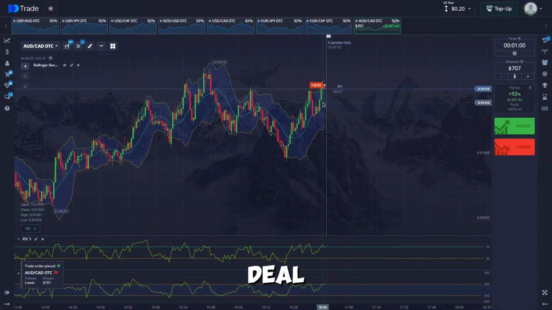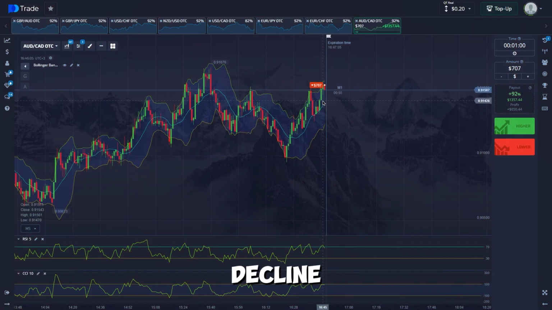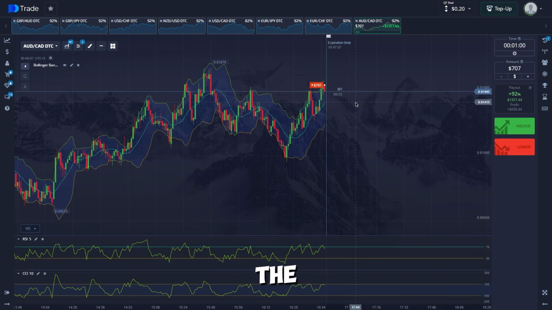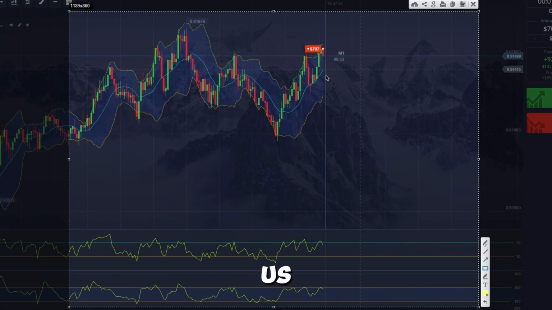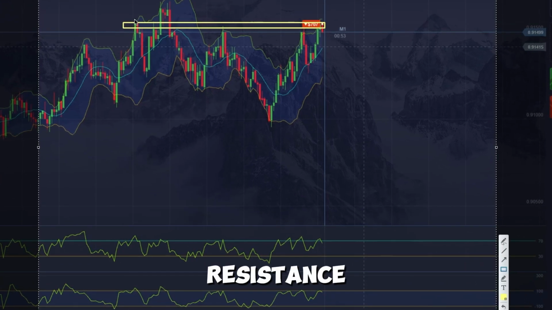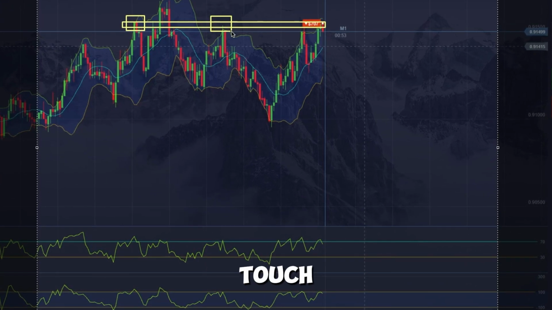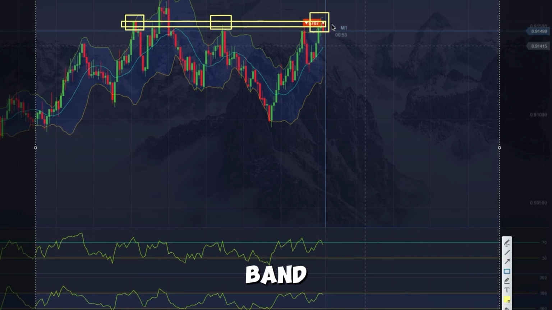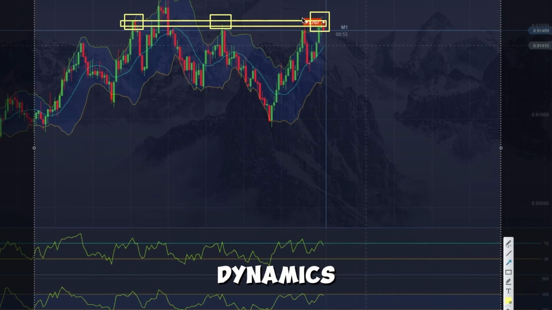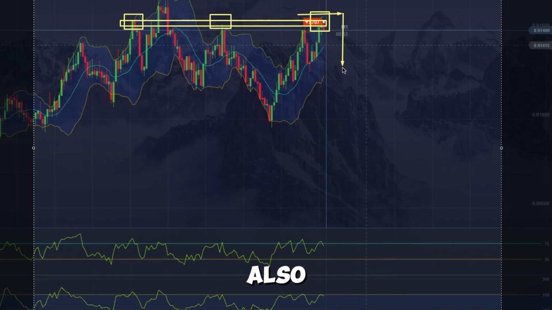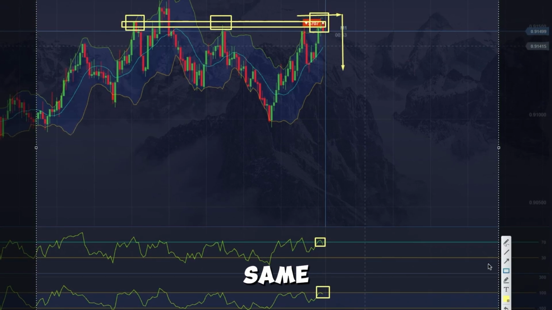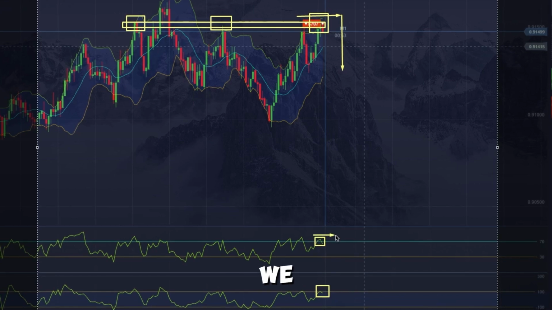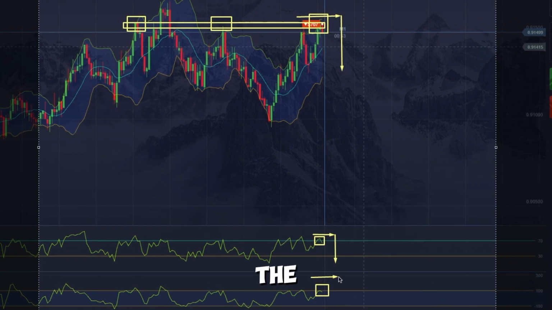And let's open a deal here again for a decline, but we open again according to the same principle. Here we have another picture that improves the picture for us. This is the resistance area. There is a third touch point, touching the upper band of our channel indicator, the dynamics of the downward movement, and also the exit from the overbought area. Everything is absolutely the same, already 4, or we opened 5 deals in exactly the same way.